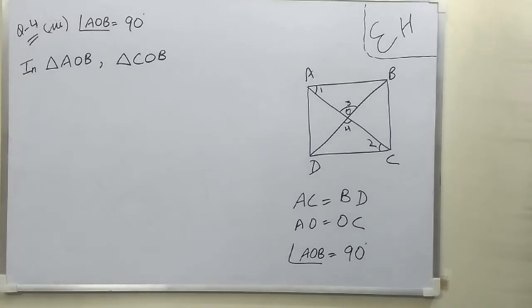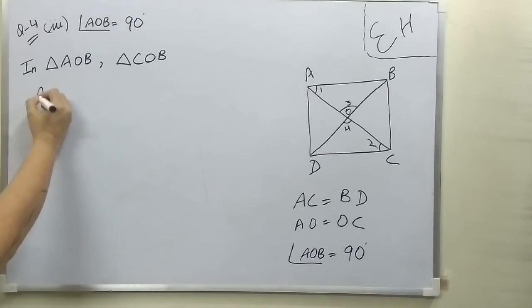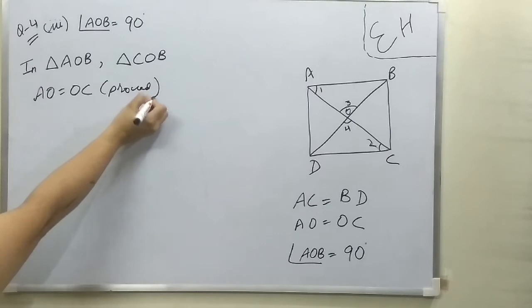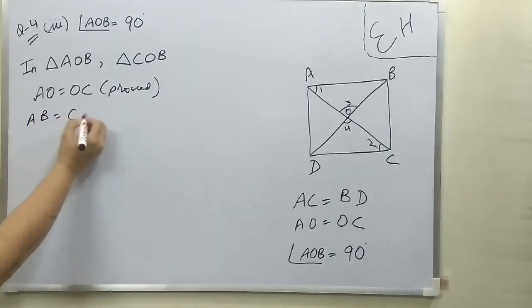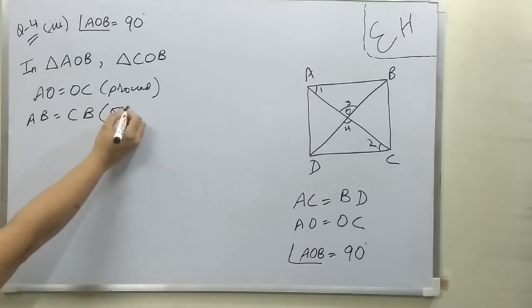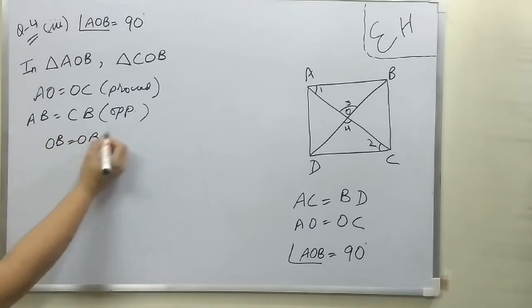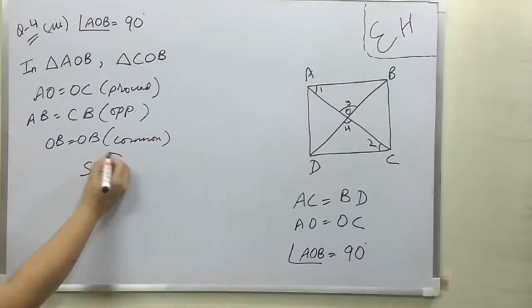Part 3, we have to prove angle AOB is equal to 90 degrees. If one angle is 90 degrees, then other angles will also come out to be 90 degrees. Take triangle AOB and triangle COB. AO is equal to OC, we have proved it. AB is equal to CB, opposite sides of a square. And OB is equal to OB, common. So triangles are congruent by SSS rule.